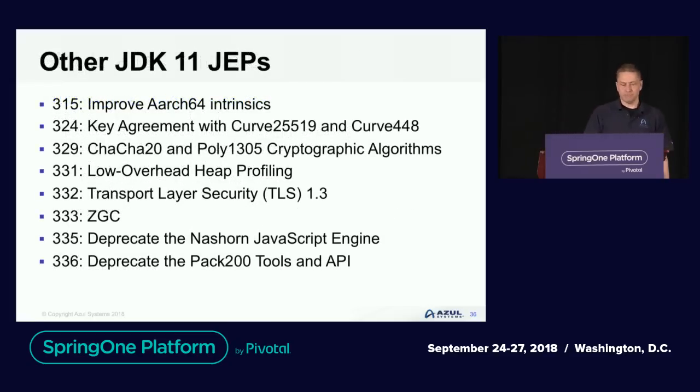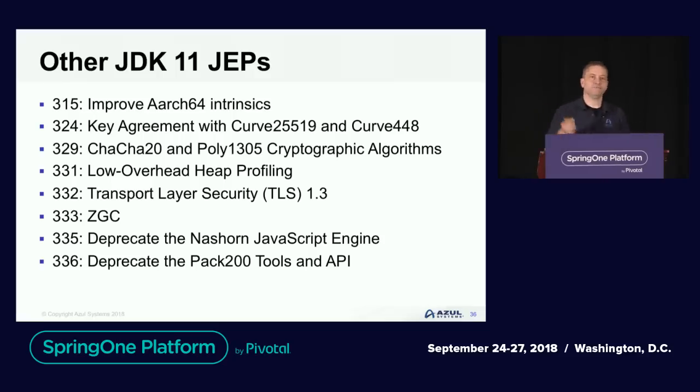Lots of other JEPs have gone into JDK 11. I'm not going to go through all of these because some of these are quite low level. So improved intrinsics, as I said, is improving the way the compiler generates code for ARM64. There's a number of things around security, updates to some of the algorithms that are used to replace elliptic curve Diffie-Hellman algorithms with these various things. Low overhead heap profiling was contributed by Google so that you can actually profile heap usage whilst the application is running without impacting it via Heisenberg's uncertainty principle.